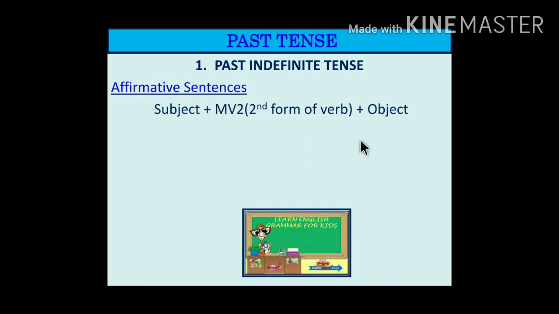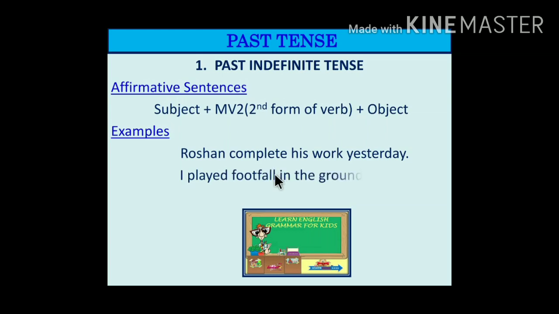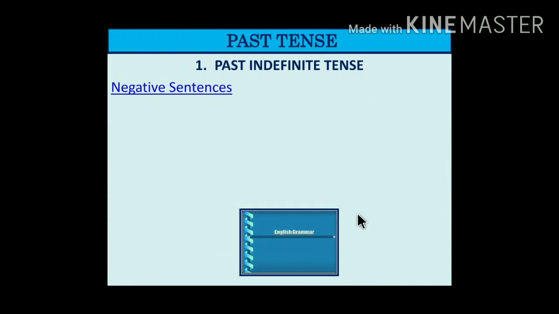Now that we have talked about the past indefinite tense, let's try to understand the structure in the affirmative sentences. It's going to be the subject, just the past tense of the main verb, and the object. That's the only difference. Like, Roshan completed his work yesterday. I played football on the ground. She sang a song in the party. Sang, played, completed. The only difference is going to be MV2, the past tense form of the main verb will be used.